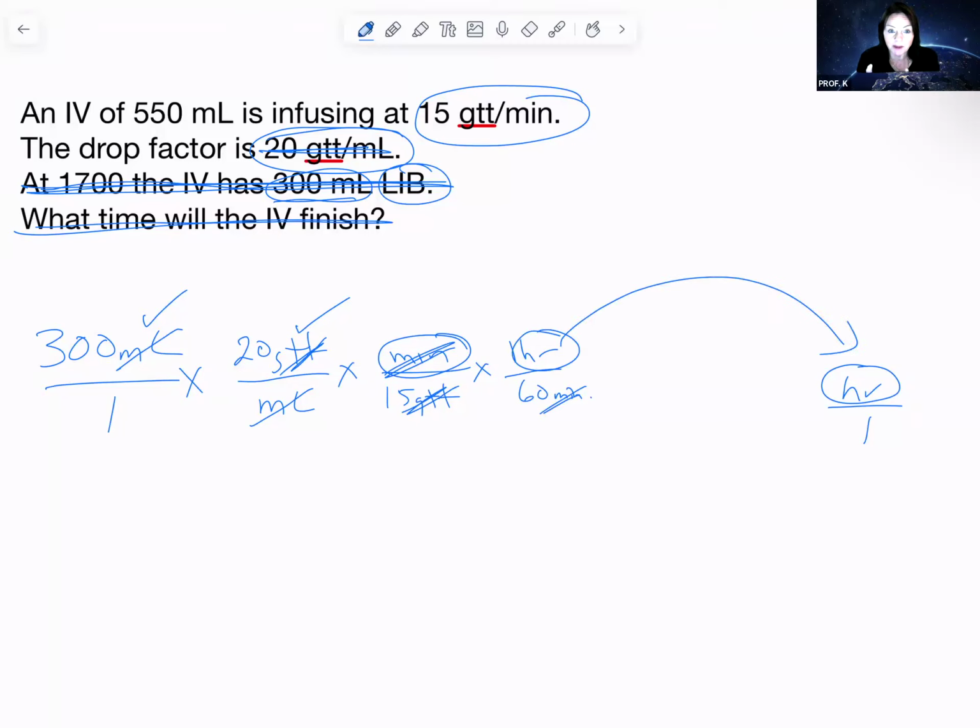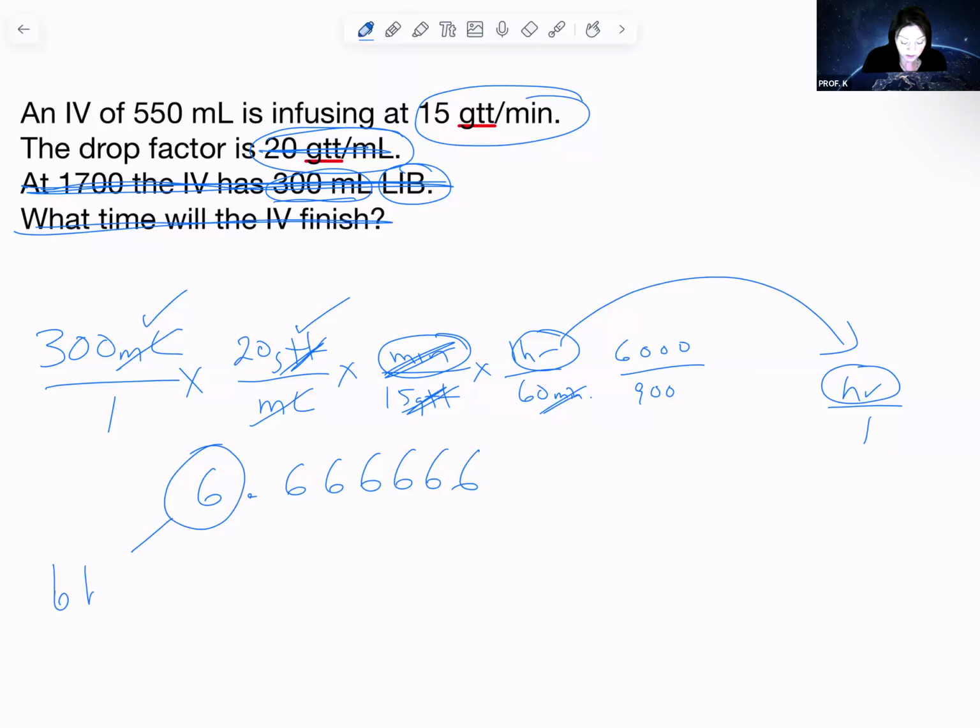And this is where it might make sense about the point making minutes. So when I do the math, 300 times 20 times 1 is 6,000. And 15 times 60 is 900. And when I divide 900 into 6,000, it'll give me an answer of 6.666666. Everything before the decimal is hours. 6 hours. The 0.66666 represents minutes, but I don't know minutes as 0.66666.